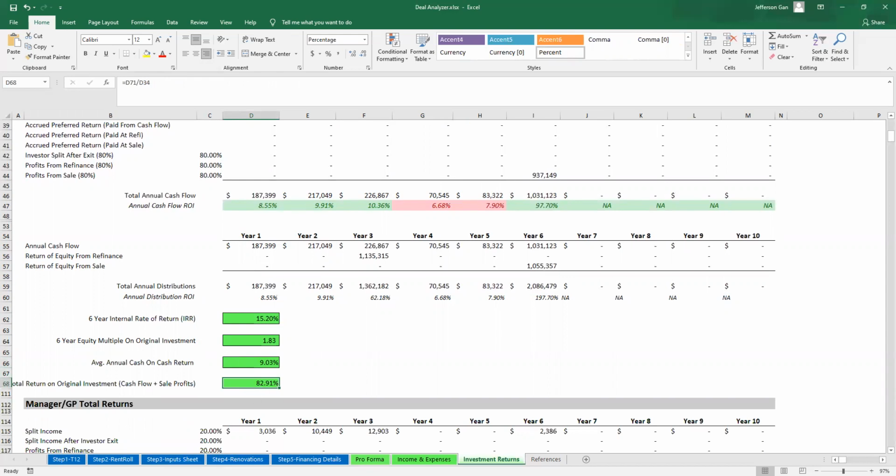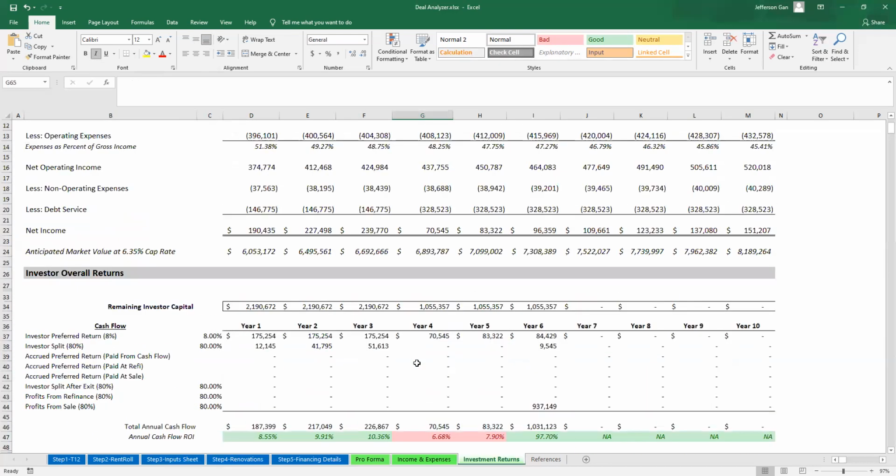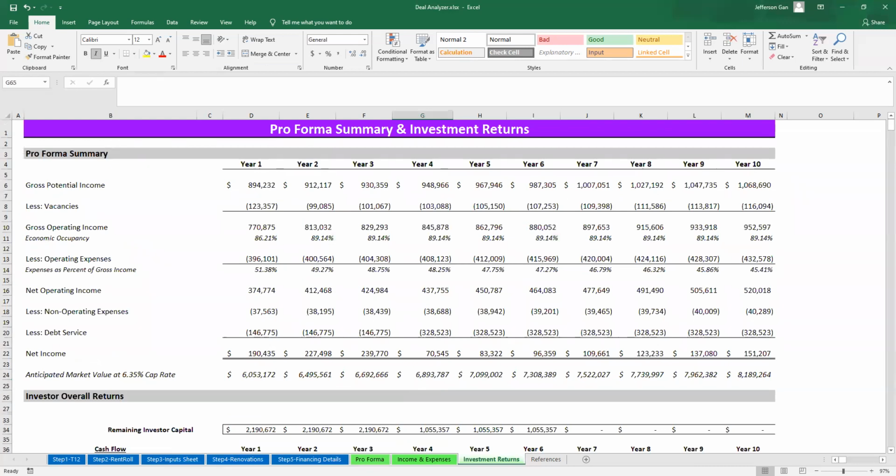Okay, so that's the investment returns, and this ends the third portion of this three-part series.